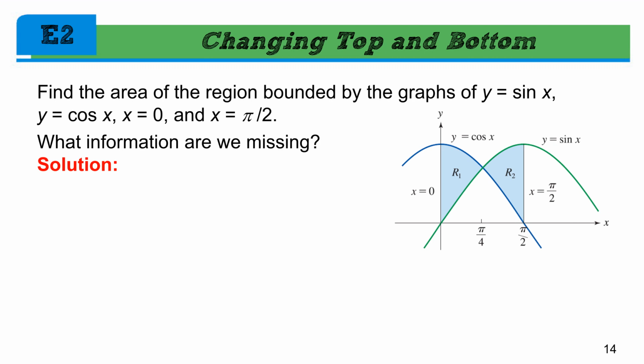Okay. Integral from pi over 4 to pi over 2 of sine x minus cosine x dx. Good. Any problems? A couple things to remember when you're setting up integrals. The lower limit of integration has to always be smaller than the upper limit of integration.